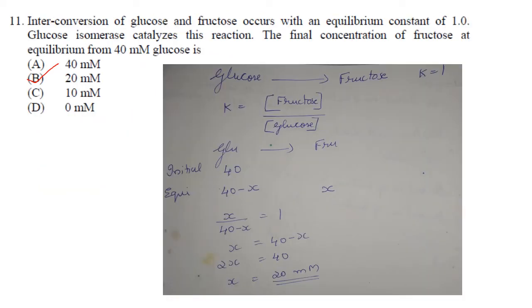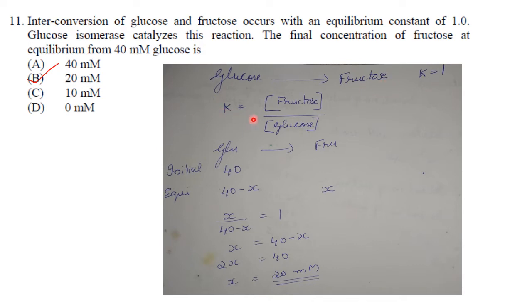Next one. Interconversion of glucose and fructose occurs with an equilibrium constant of 1. Glucose isomerase catalyzes this reaction. The final concentration of fructose at equilibrium, starting with 40 millimolar glucose, is? So they have given the equilibrium constant as 1 for conversion of glucose to fructose by the action of the enzyme glucose isomerase. I have written it like this: glucose giving fructose with equilibrium constant 1.